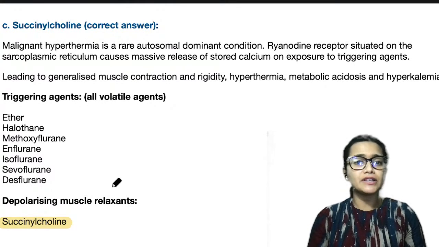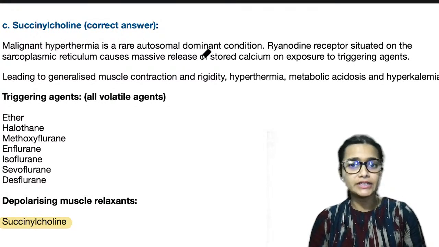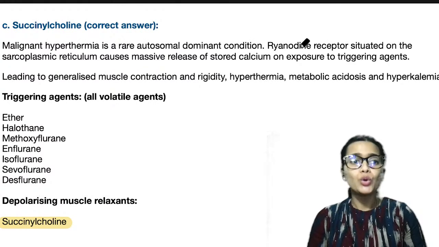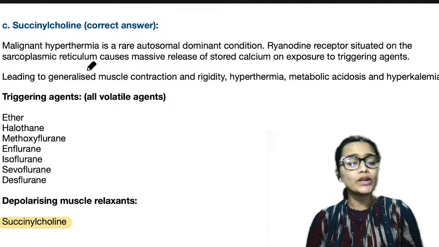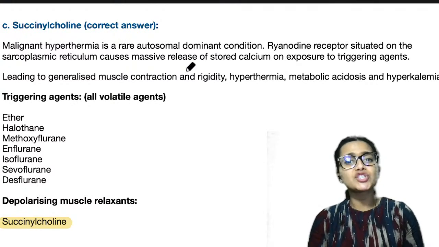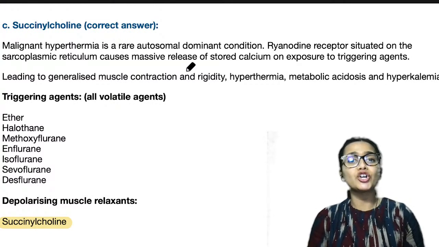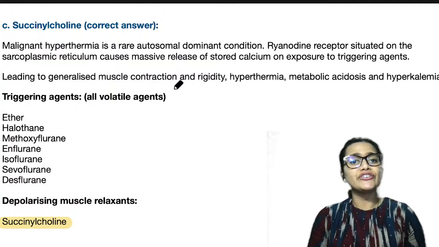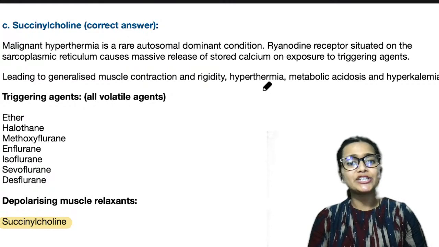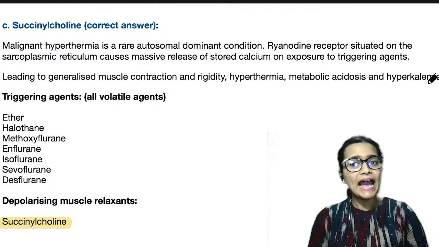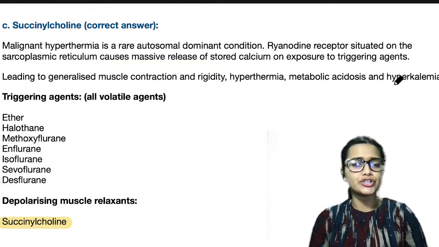Now, malignant hyperthermia is a rare autosomal dominant condition. It's due to the abnormal ryanodine receptor, which is situated on the sarcoplasmic reticulum of the muscles. When it gets activated, it releases massive amounts of stored calcium, which leads to muscle contracture and rigidity. This generalized contraction and rigidity will lead to hyperthermia, excessive heat generation, metabolic acidosis, and hyperkalemia due to excessive contraction.